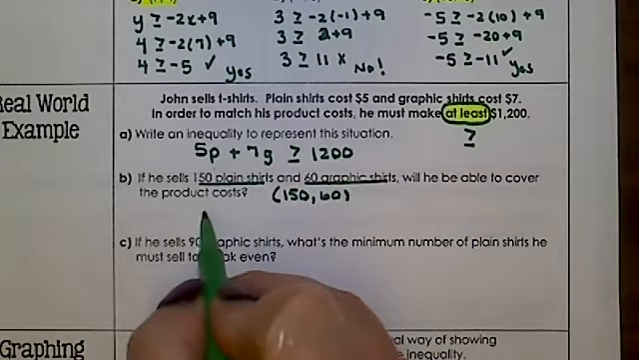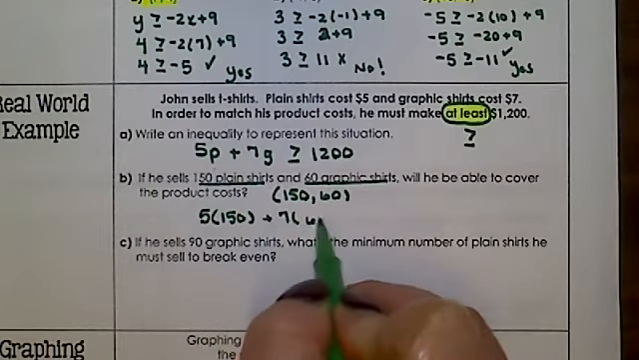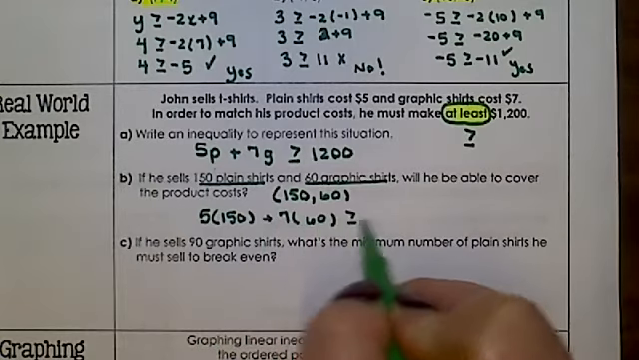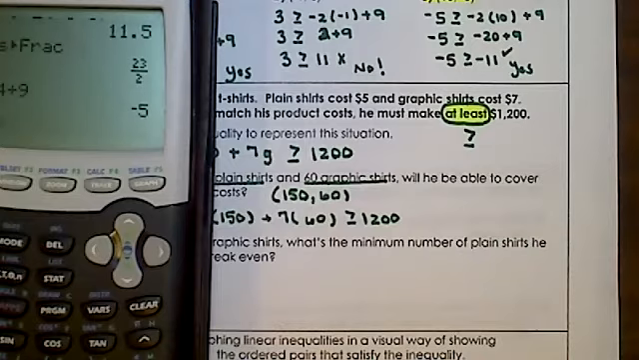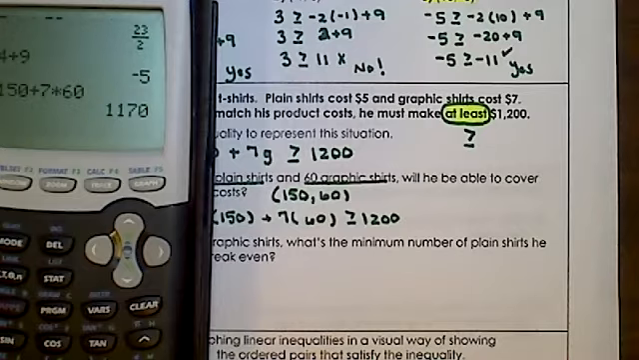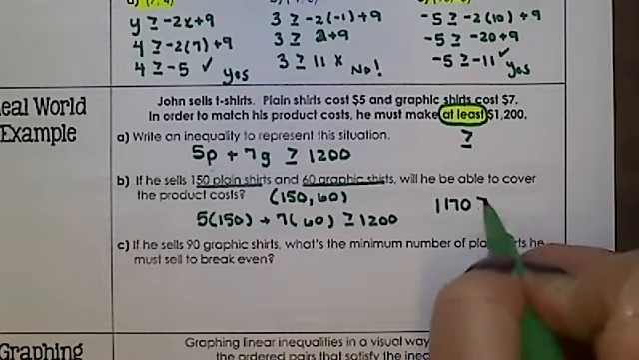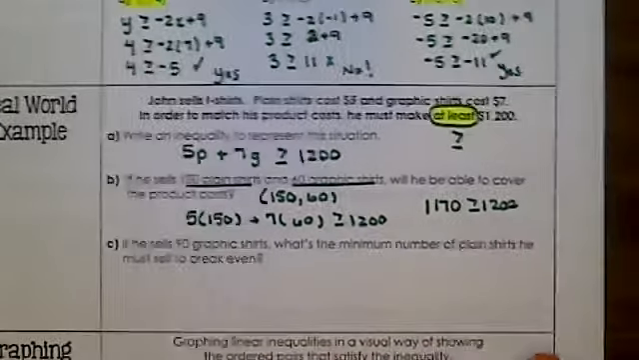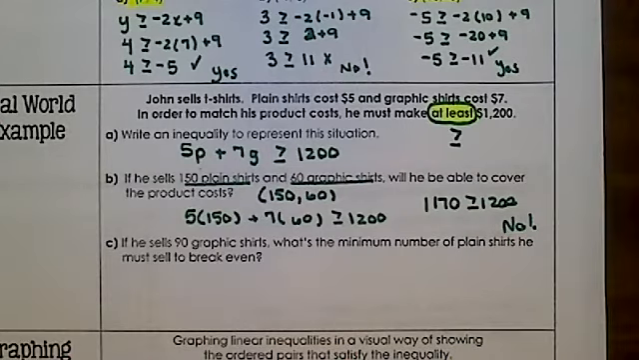So I'm going to plug in 5 times 150 plus 7 times 60, and I want to see if that's bigger than or equal to 1200. So we could just type all that in, and that gives us 1170. So that answer would be no. He's not able to cover the cost.